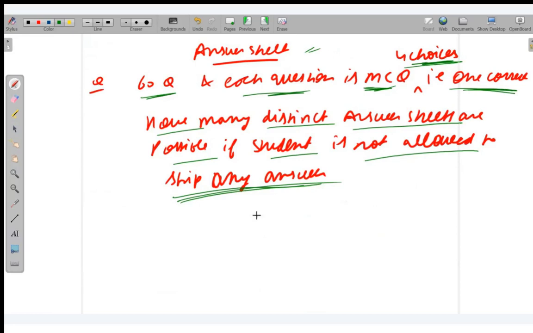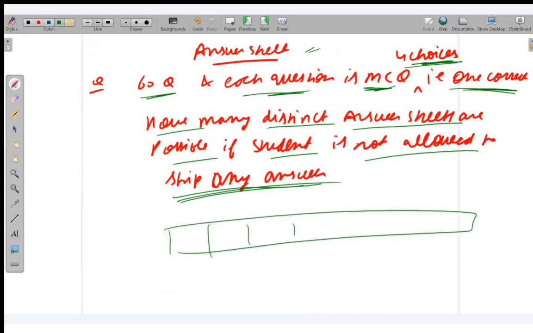So simple question: 60 questions, everywhere 4 possibilities. You have to take either A, B, C, or D. Here also A, B, C, or D, and so on. So 4 choices each, and total 60 questions are there. So 4 power 60 is the answer.